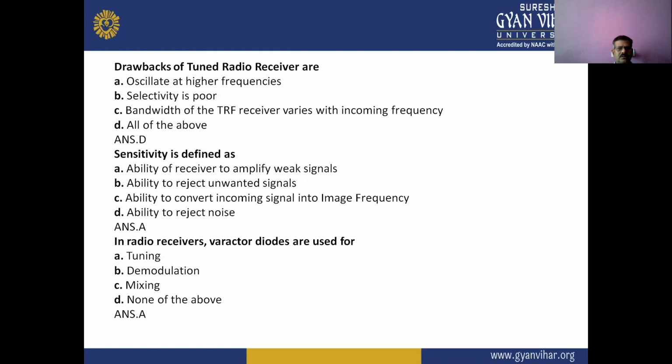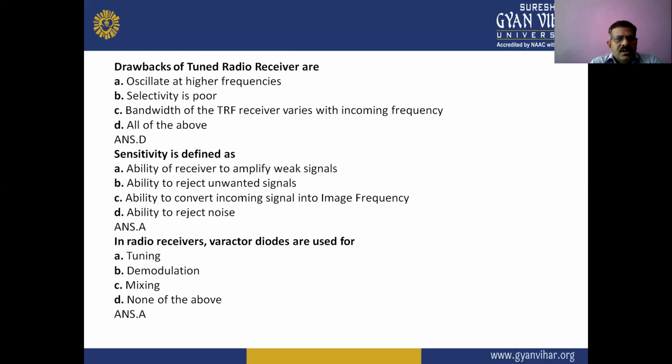Next question, the drawbacks of tuned radio receivers are: option A, oscillate at high frequencies. Option B, selectivity is poor. Option C, bandwidth of the TRF receiver varies with incoming frequency. Option D, all of the above. So the correct answer here is option D.